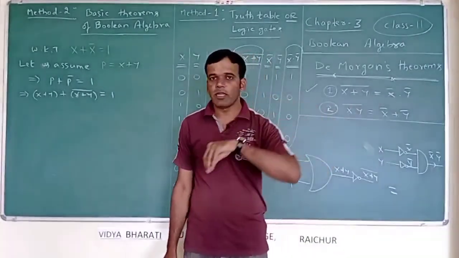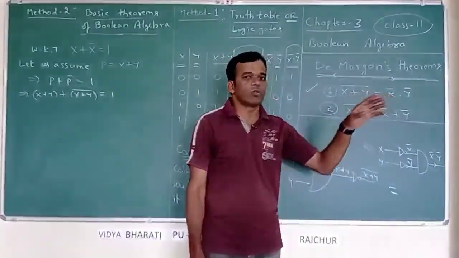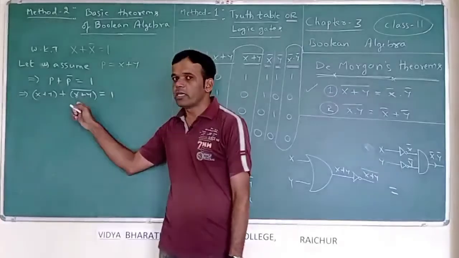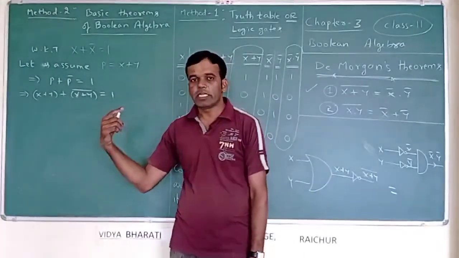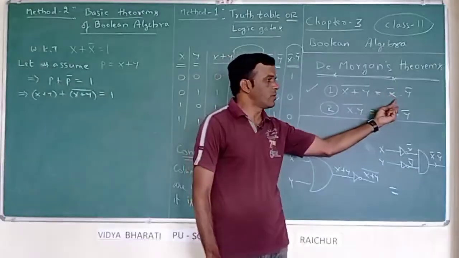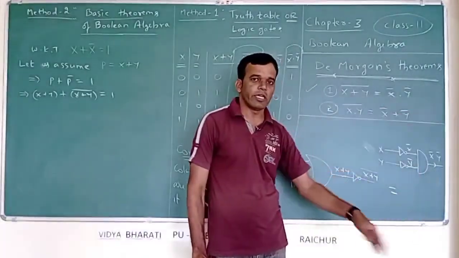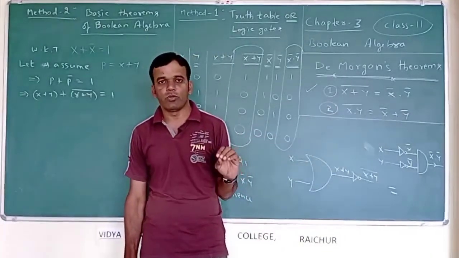So we are going in a manner that we are substituting (x plus y) whole bar equals x bar into y bar here, and after that if we are able to get the answer as 1, then it is true that in place of (x plus y) whole bar we can substitute x bar into y bar. Hence the theorem is proved, (x plus y) whole bar equals x bar into y bar.